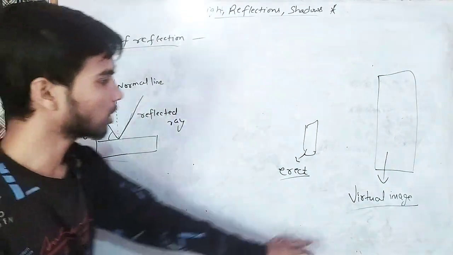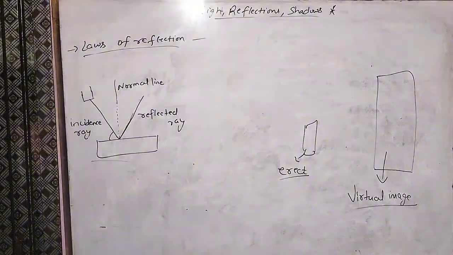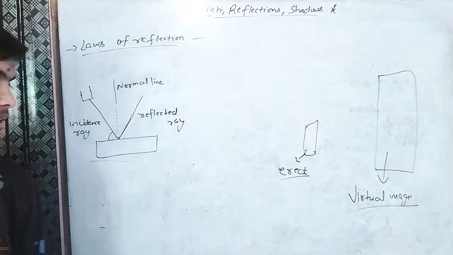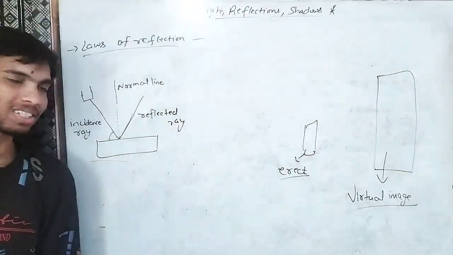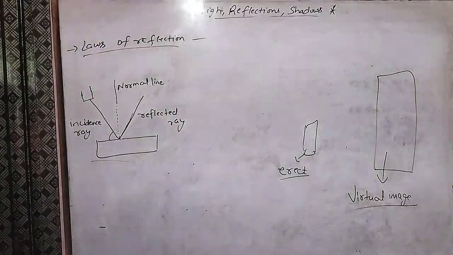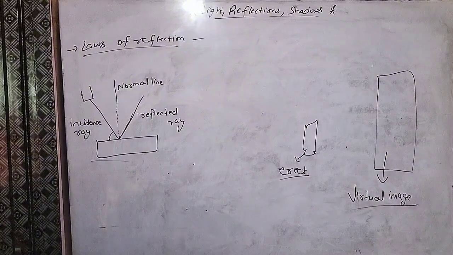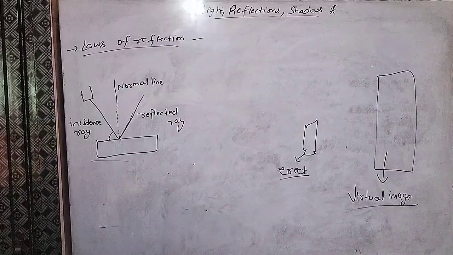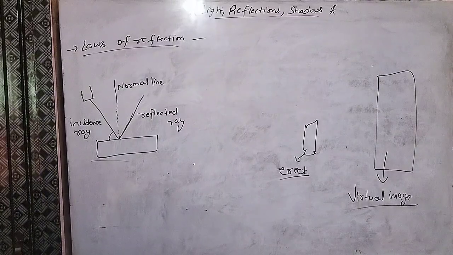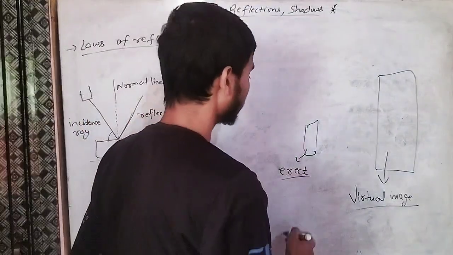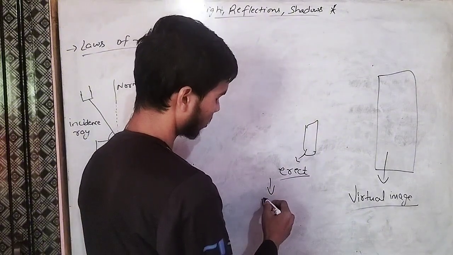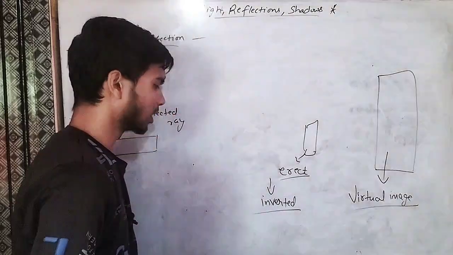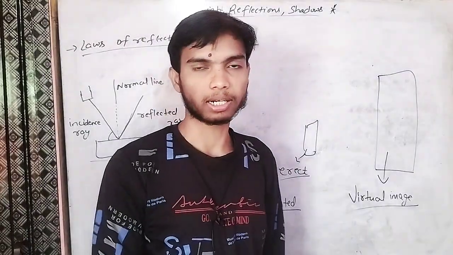So always remember that virtual images can't be represented on a screen. When we come to real images, then we will understand about them. So here we are understanding the characteristics of images formed by a plane mirror. The image is laterally inverted. Inverted means left and right.